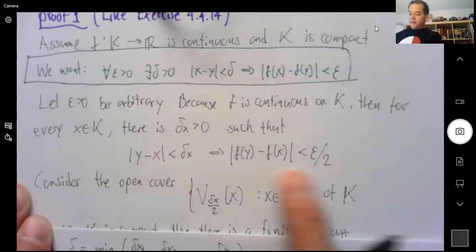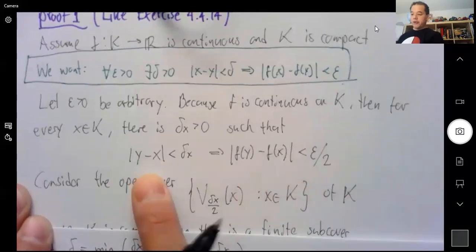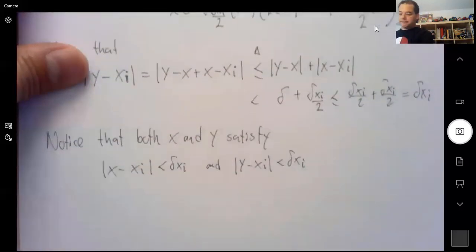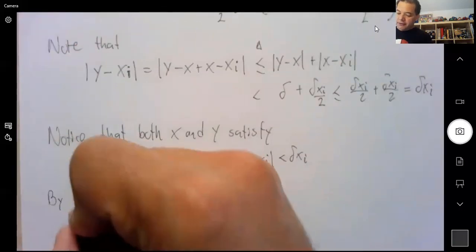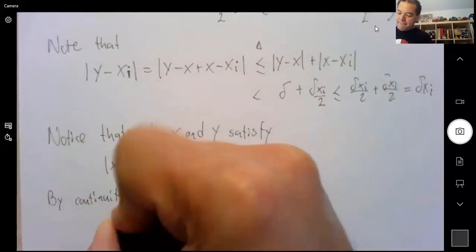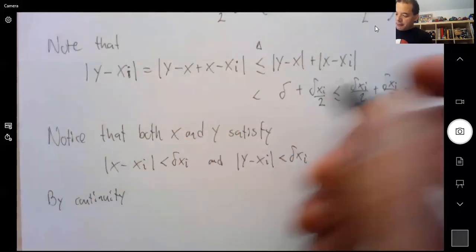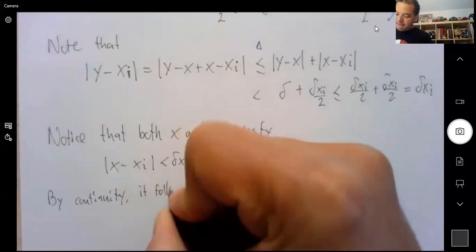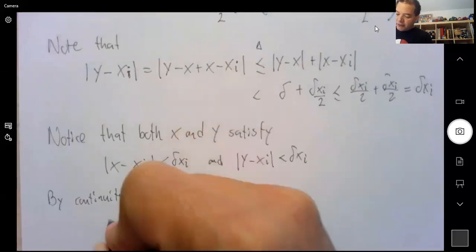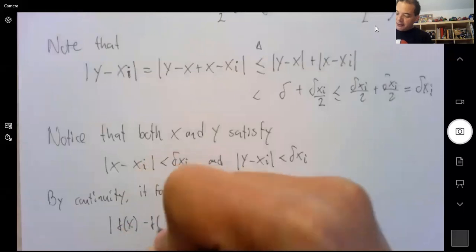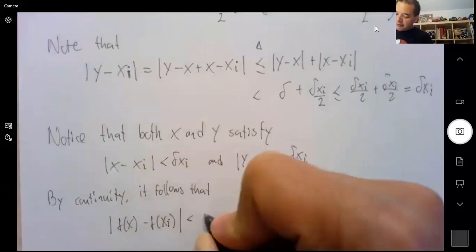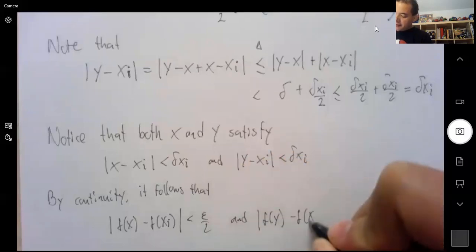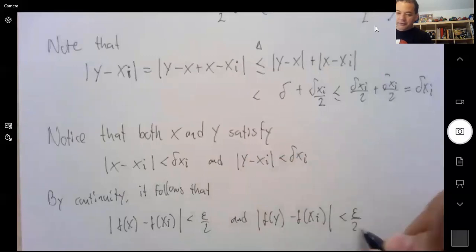So we're going to use this now. It's continuity. By continuity, the previous property, the one I just showed you, it follows that |f(x) minus f(xi)| is less than epsilon over 2, and |f(y) minus f(xi)| is less than epsilon over 2.